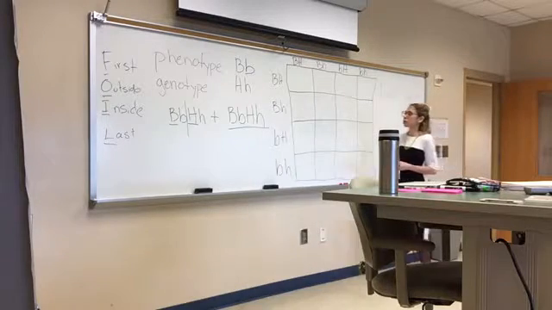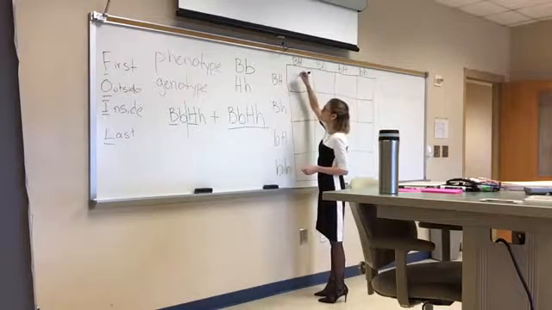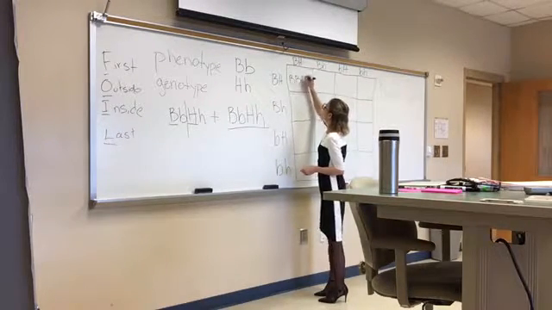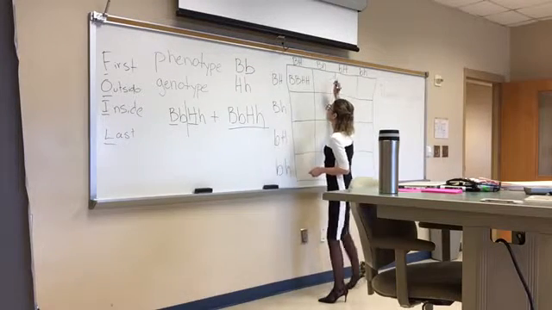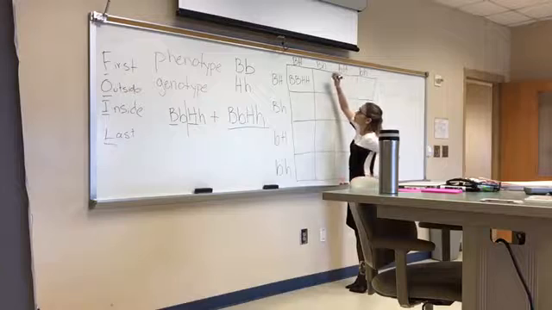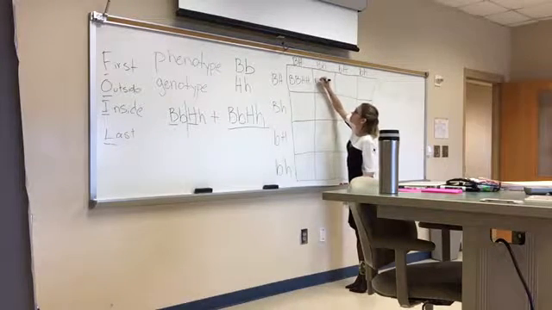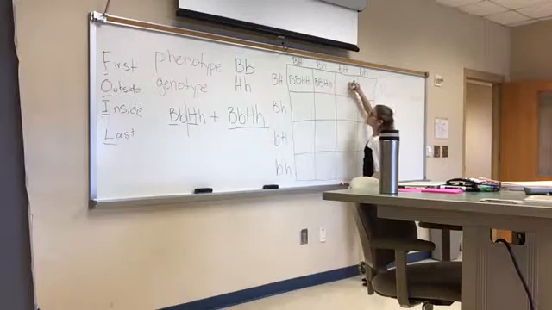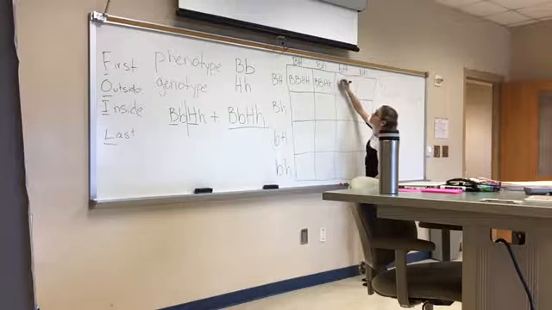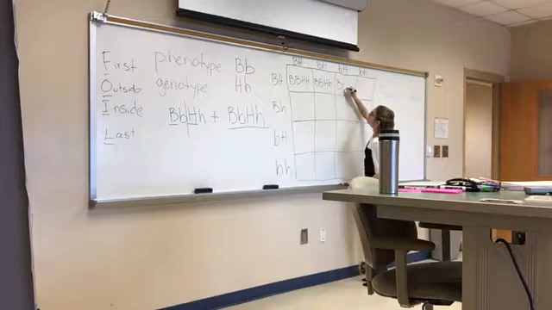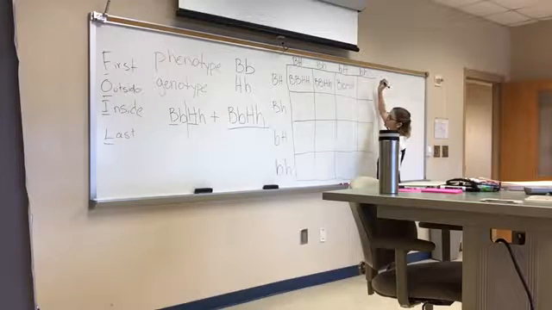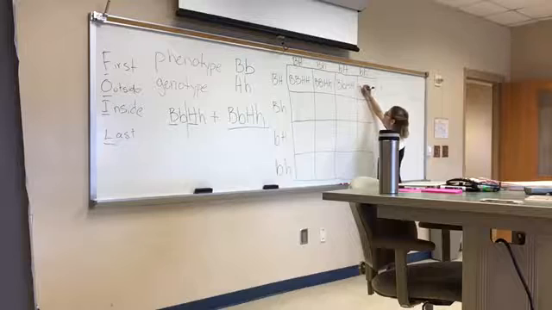All right, so let's do the first one. What is this one going to be? B, B, H, H. All caps, right? What about this one? Two big B's, one big H, and one small H. Good. This one? One big B, one small B, and two big H's. And the last one. Yep.